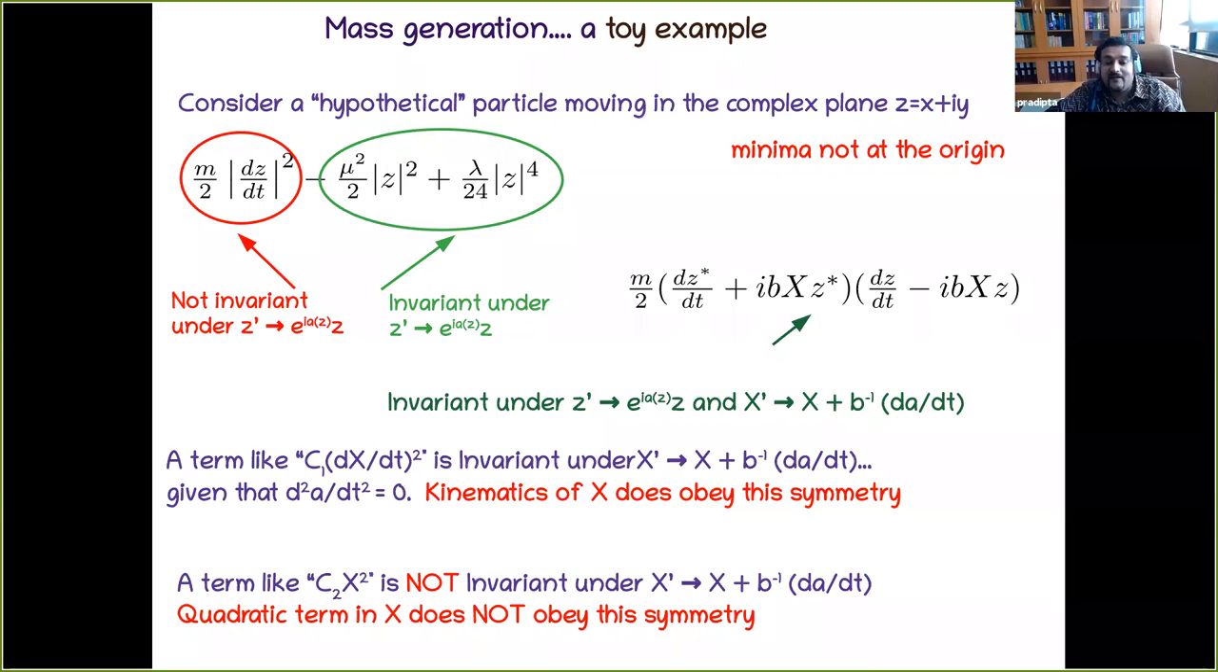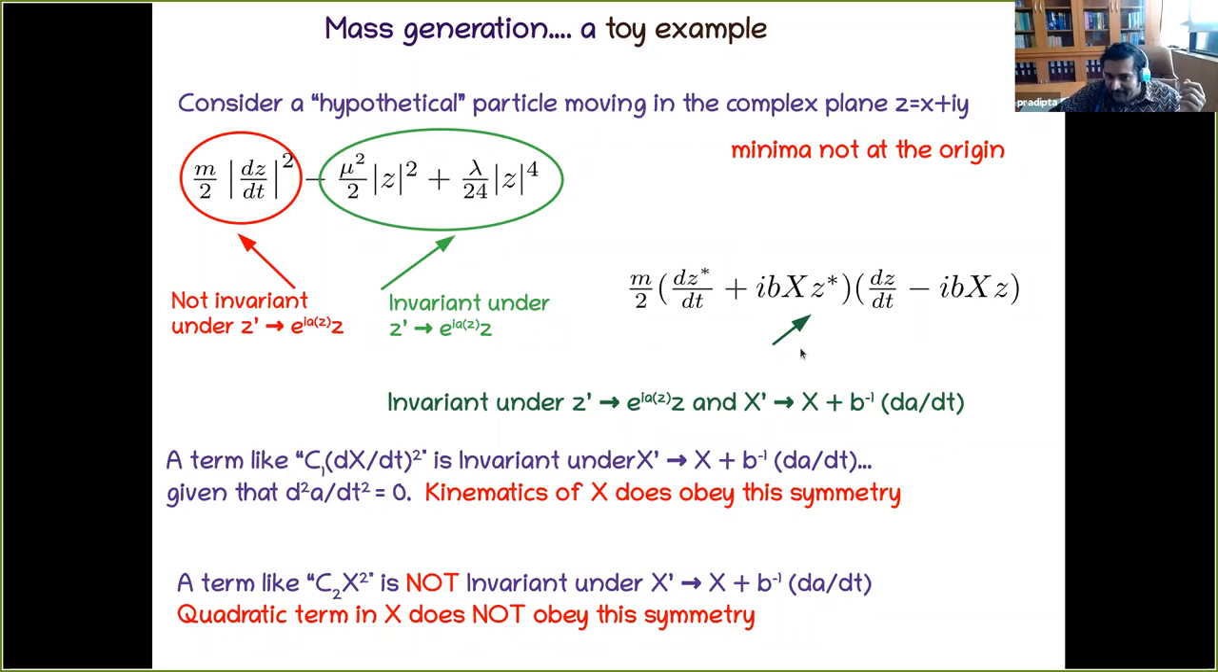But wait a minute, a term which is quadratic in X is not allowed in that theory, because this is not invariant under the particular transformation of X. So a quadratic term in X doesn't obey this symmetry. If you ask me to write down a theory which is invariant under Z going to e^(iαZ), I would start from here.